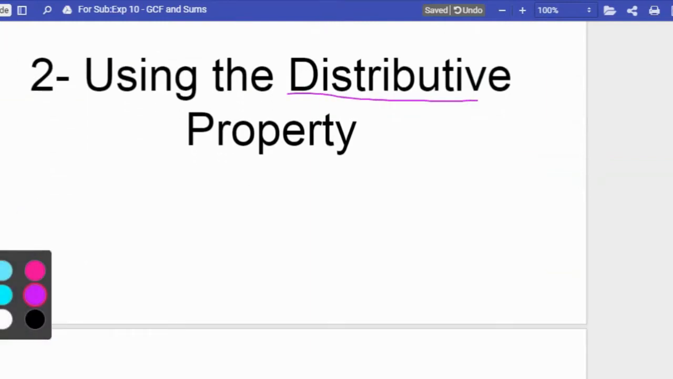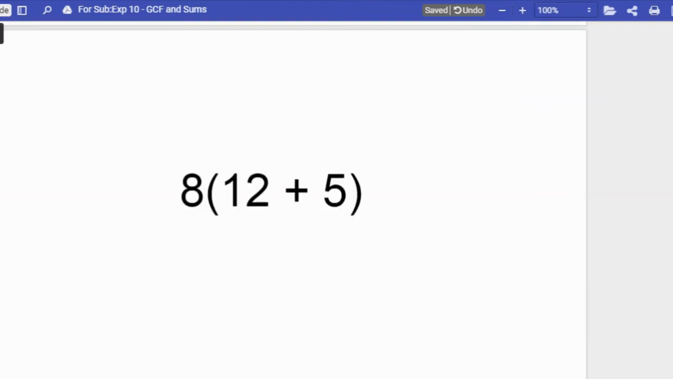Okay, using the distributive property. Now, this is something that's different. When we think of that word, to distribute, if I have something to distribute to people, or I distribute the papers, I'm handing them out. I'm giving them to each person. So that's when you're thinking of distributive. Just think of what it means. It means to distribute.